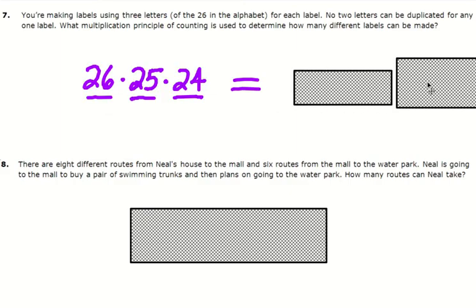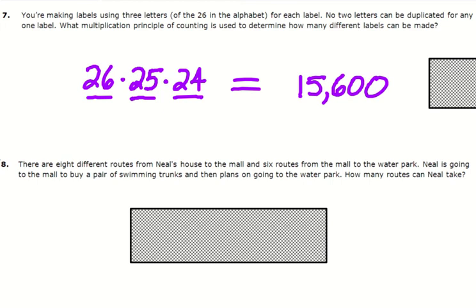Number 7, once again, this is very, very, very important in the reading, those types of things to notice. No 2 letters can be duplicated, so it's not like you have 26 options for every one of these 3 letters. 26 times 25 times 24. 3 letters you're picking. Or possibly randomly picking, I don't know.